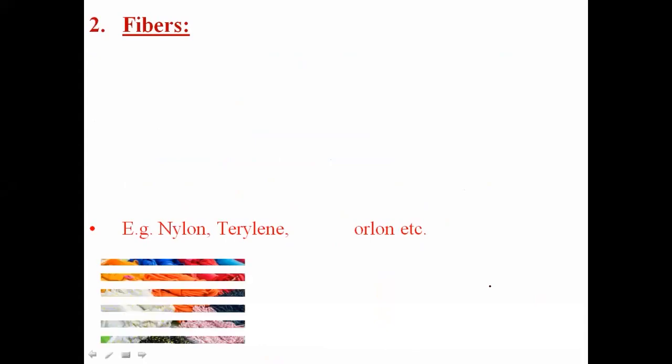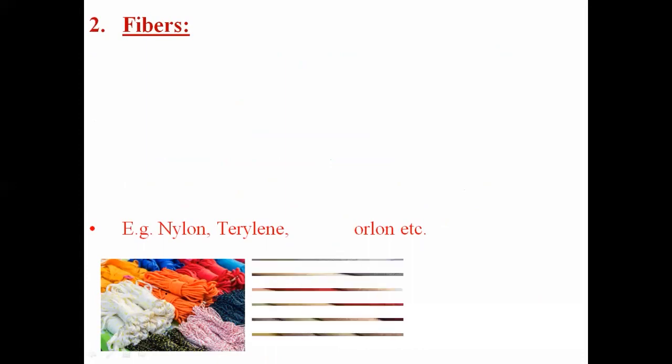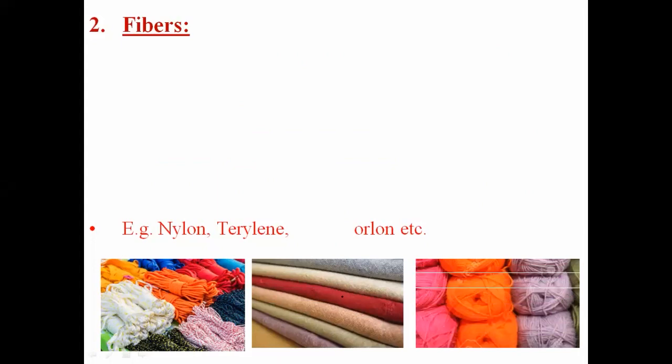Then let us see the second one, fiber. Now, what are the examples of fiber? Yes, nylon, then terylene, orlon. These are the examples of fibers. It may be nylon 6 or nylon 66. Let us see some pictures. Okay, this is just a picture of nylon. It is an example of a fiber. Then terylene. Okay, terylene cloth. This is again an example of terylene cloth. An example of orlon. Okay, this is orlon.